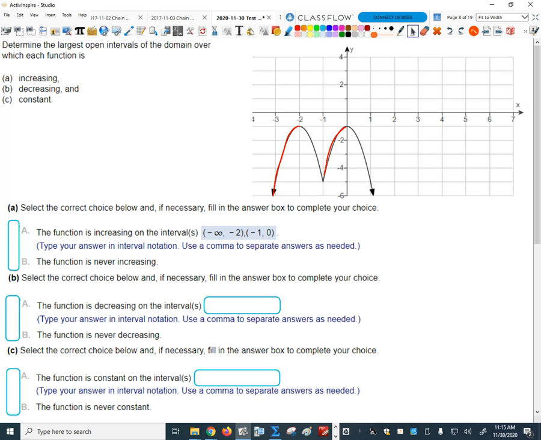Okay, so there's the first part, right? What about the second part? Where is the function decreasing? So following that same logic, Kylie, can you tell me, we'll graph these in blue. Can you tell me an interval where the function's decreasing?